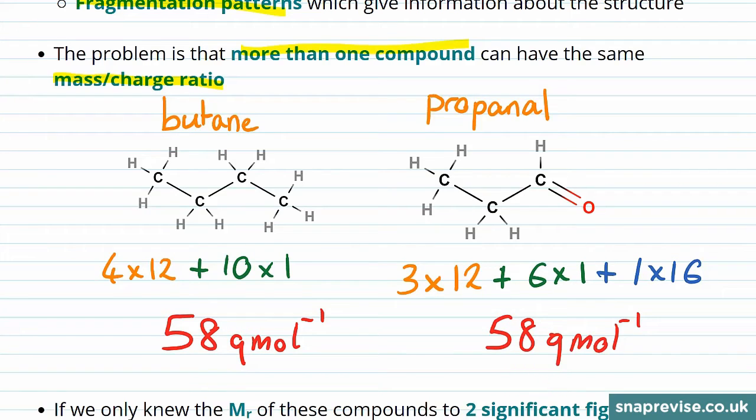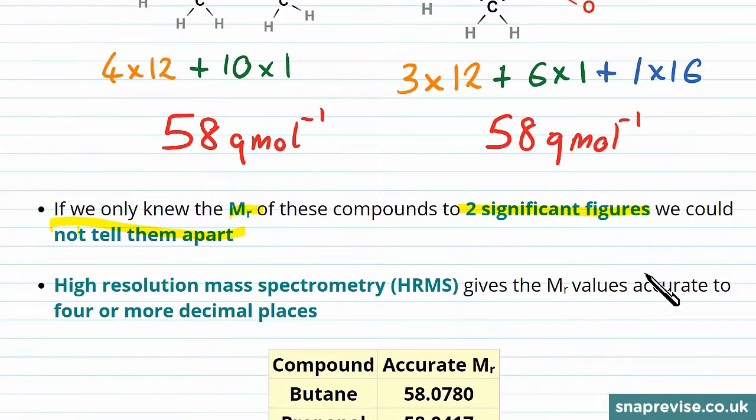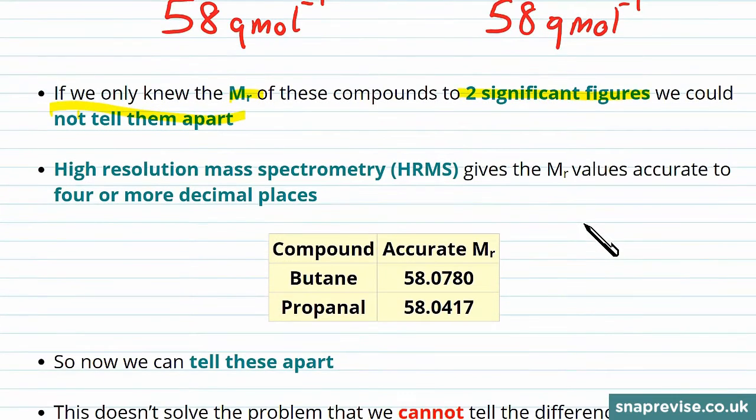Now these are very different molecules, but just by chance they have the same molecular mass to 2 significant figures. So if we only know the Mr of these compounds to 2 significant figures, then we couldn't tell them apart. So that's a limit of low-resolution mass spectrometry.